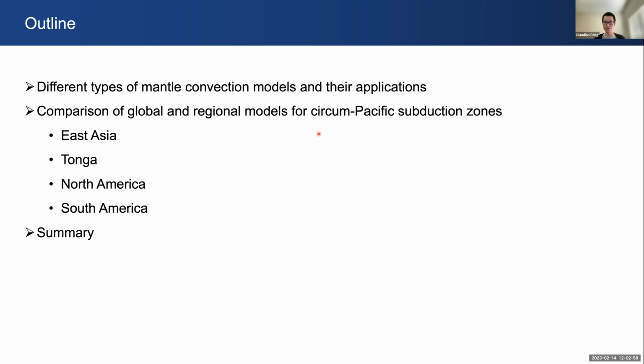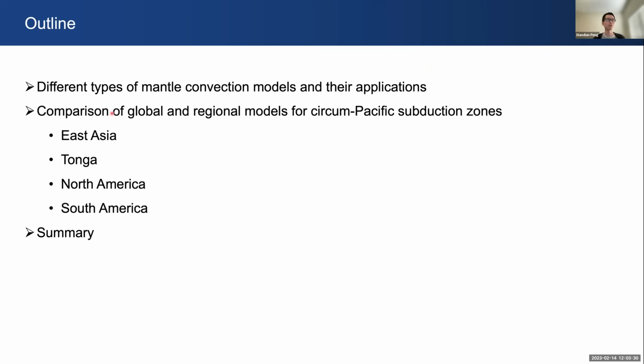Mantle convection models are a very important way to understand the Earth by modeling the evolution of Earth's internal structures like the subducting slabs. We can know their evolution and how the surface responds to the mantle convection. In the past decades, different types of mantle convection models have been developed, and they helped to solve a lot of problems.